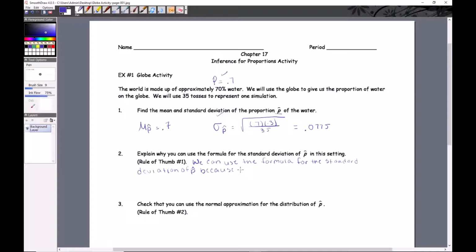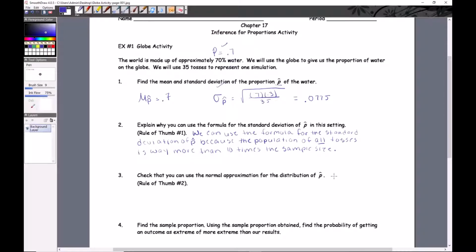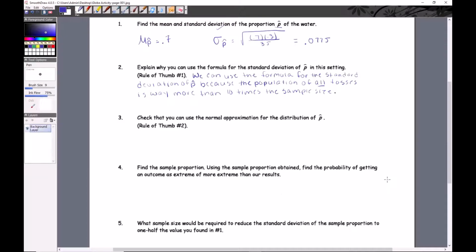So we can just say because the population of all tosses is way more than 10 times the sample size. And that would be our rule of thumb number 1. So we met that. So that 0.0775 is quite valid.